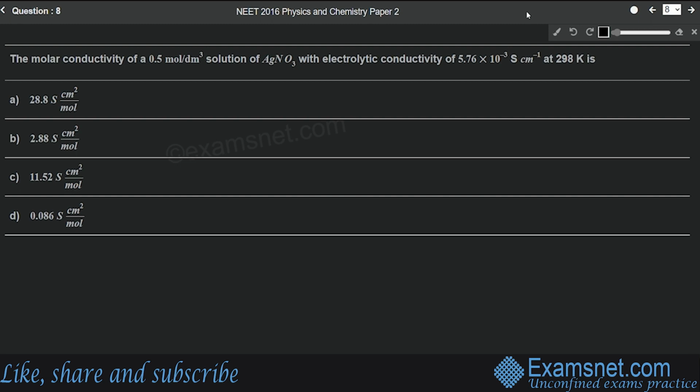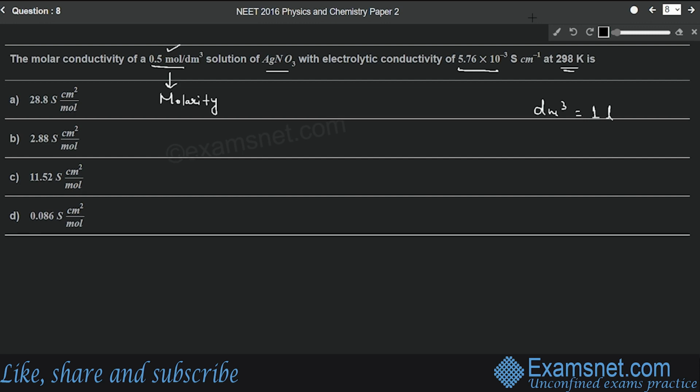Question number 8 is from the chapter Electrochemistry, and the question is, the molar conductivity of a 0.5 mole per decimeter cube solution of silver nitrate with electrolytic conductivity of 5.76 × 10^-3 S per centimeter at 298 Kelvin is. So we have to find out the molar conductivity. What are the values given in the question? 0.5 mole per decimeter cube. We know that 1 decimeter cube means 1 liter, so this is 0.5 mole per liter. This is the molarity, the number of moles per liter of the solution. So molarity is given.